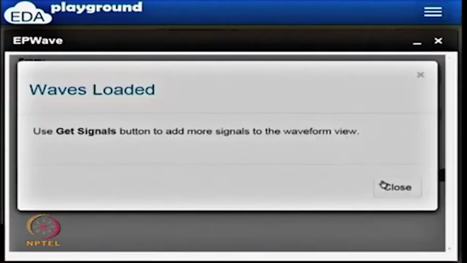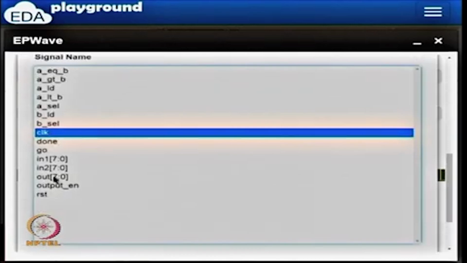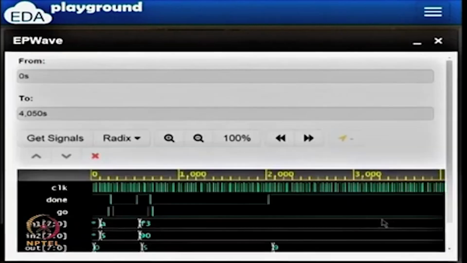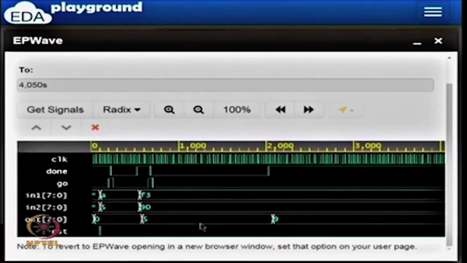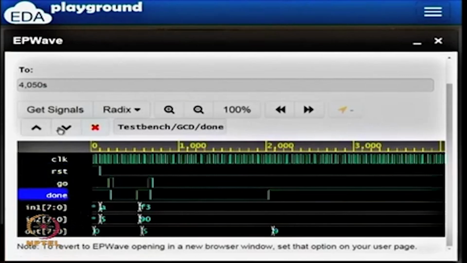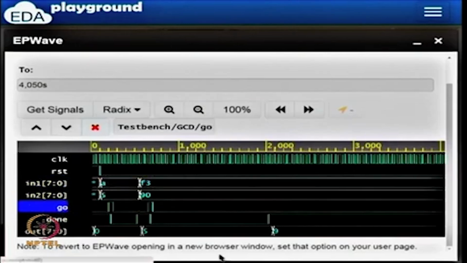So, the waveform is opening up. Let us get the signals once more. So, again all these signals are of interest to me except the output enable signal. So, let us see what has happened. So, again I am going to reorder all of these. So, reset goes to the very top, go goes next, done goes to the bottom, and the inputs also climb up. So, go can go down. Yeah, okay. So, let us look at this now.